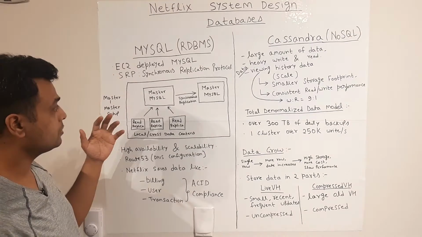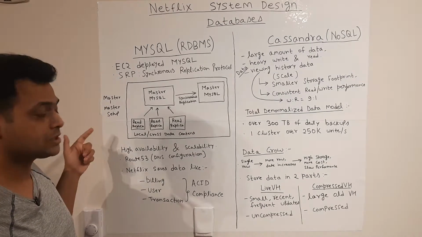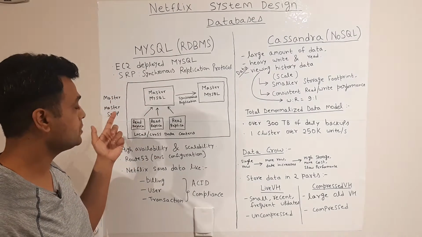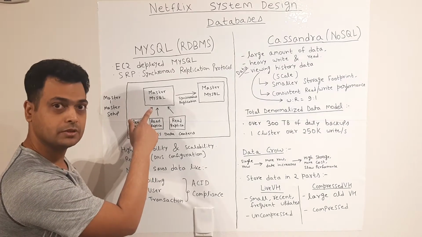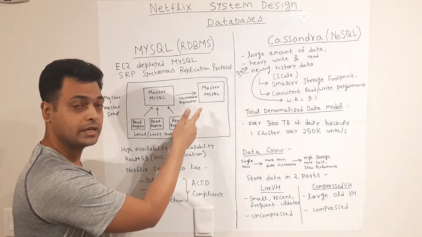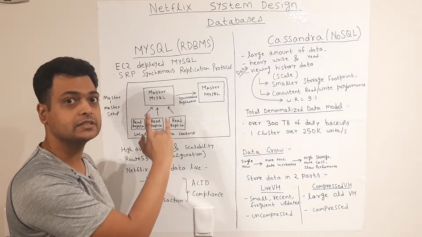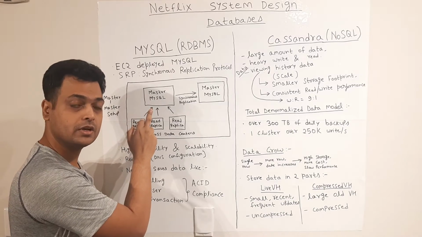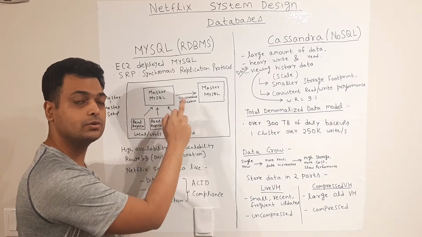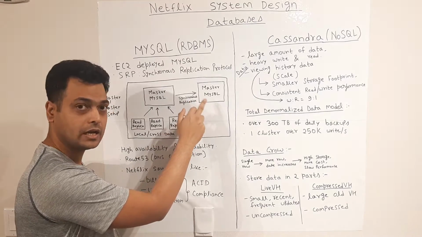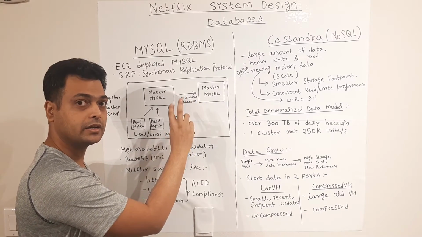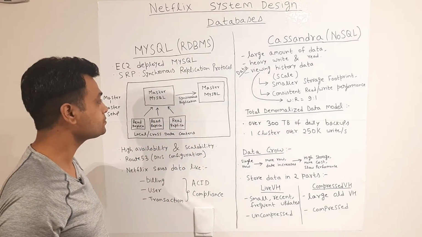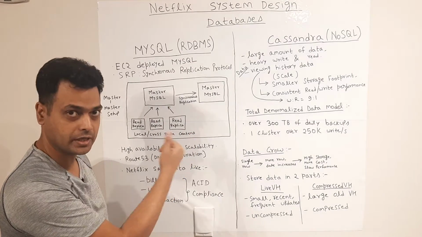Now it follows a master setup and follows the synchronous replication protocol. What it means is there is a master MySQL database and a replica of that where all the writes are performed. So if we make a write request, the request goes to the master node and a replica is stored on another master node, and until both the writes are completed we do not get back an acknowledgement response. So that is synchronous replication.